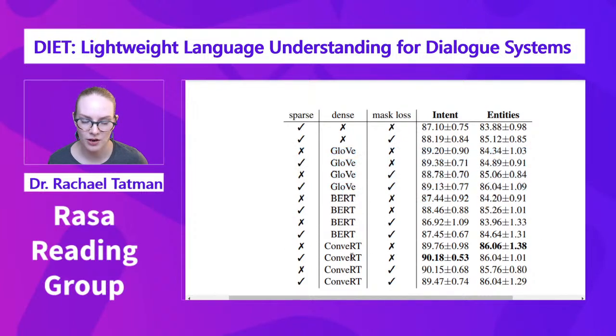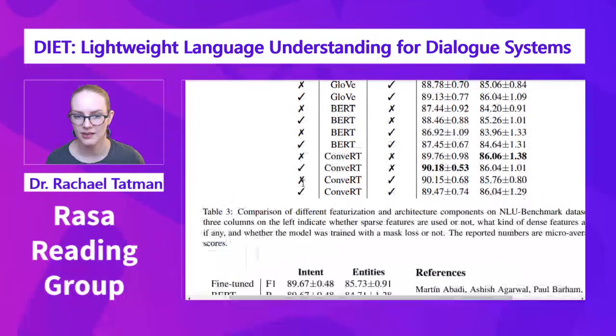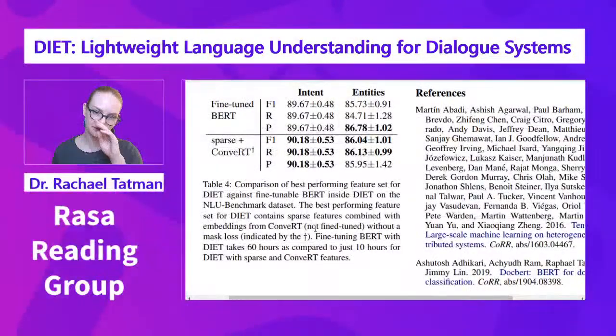And the best performing are ConveRT, which is this conversational BERT-like model. I think we've read the paper in the reading group before, without mask loss. And for entities, it does better if you don't use sparse features. And for intent, it does better if you do use sparse features. Yeah, so that is the results there.